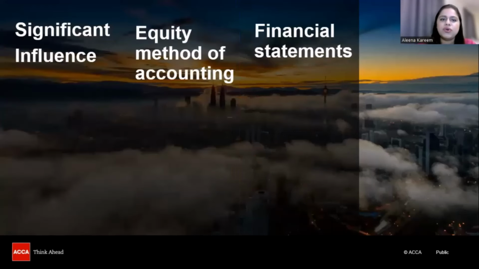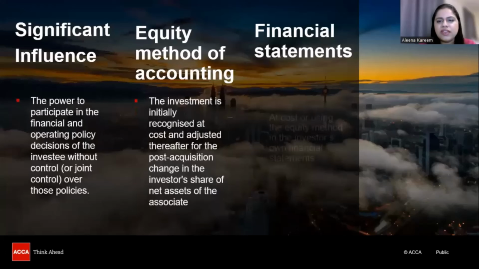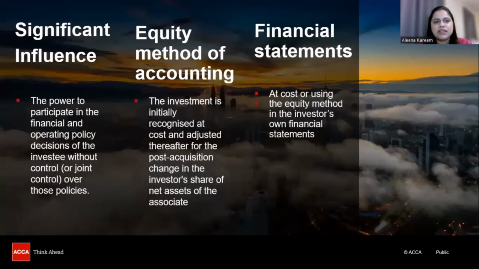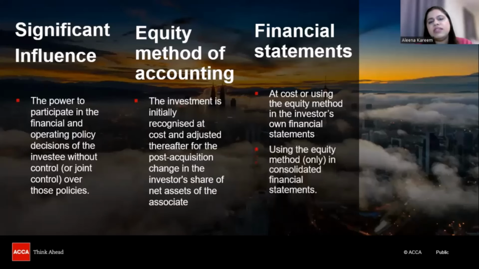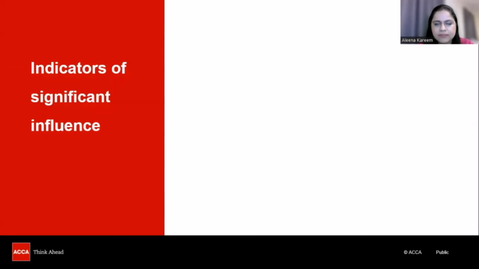Okay, so this is the overall working to give you an idea that number one, there needs to be significant influence. When that exists, first box checked. Then you have to follow the equity method of accounting. In that also, you have to identify whether you're dealing with the individual company or consolidated financial statements. And then you need to further bifurcate which particular financial statement you are dealing with, and do the accounting accordingly.